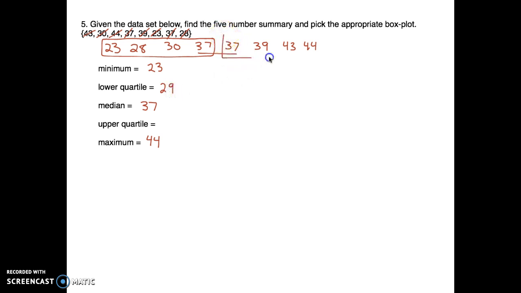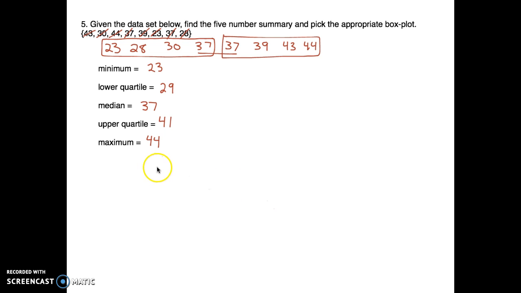And then the upper quartile, let's look at the upper half of numbers. So the upper half, we're going to do 39 and 43. So you need to find the average of those. So add them up, divide by 2, and we get 41. So this is our 5-number summary.